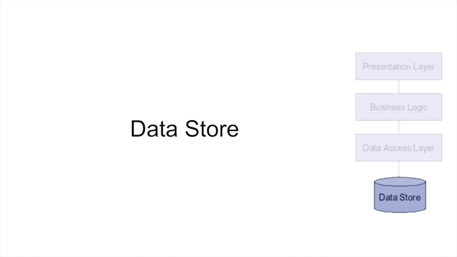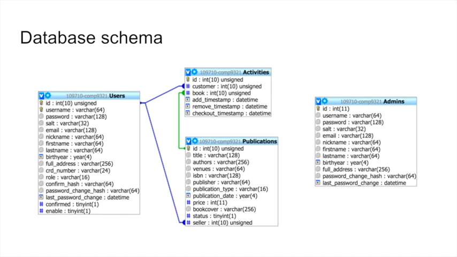Firstly, the data store. The first layer is the database storage, which, in our case, is a MySQL database. The database schema is simple and stores information about all users in the system and registered publications. User activities represent the modifications to a user's shopping cart, that is, adding, removing, or buying publications. We separate buyers, or customers, and sellers with a field named role, which holds a string of the respective type.